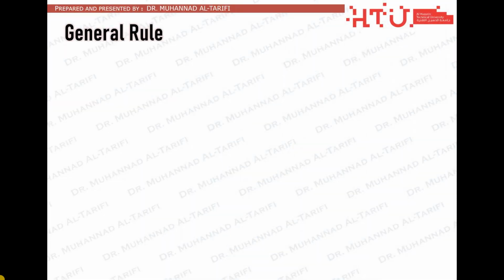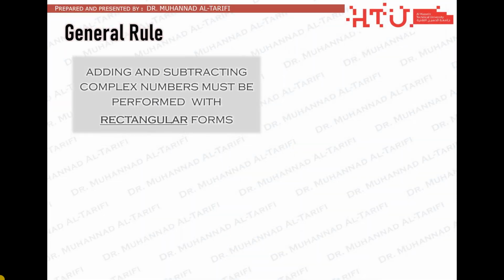This is actually straightforward. The general rule when adding or subtracting two complex numbers is to have both of them in their rectangular forms. By doing so, the addition or subtraction operation becomes just a matter of applying it once for real parts and once for imaginary parts.